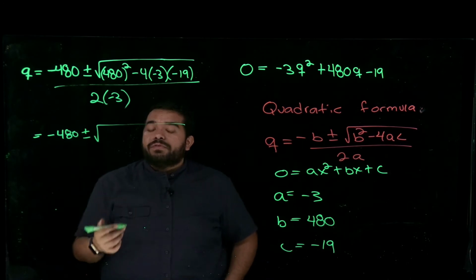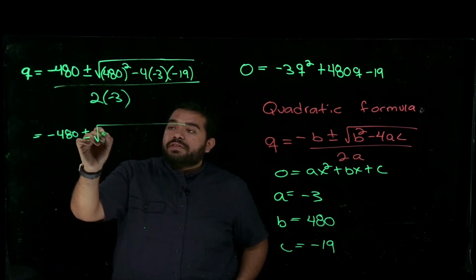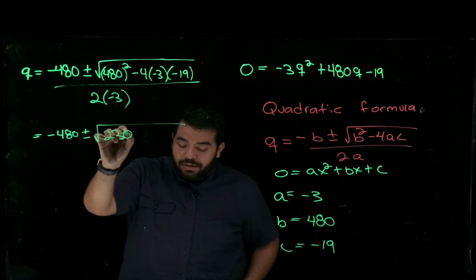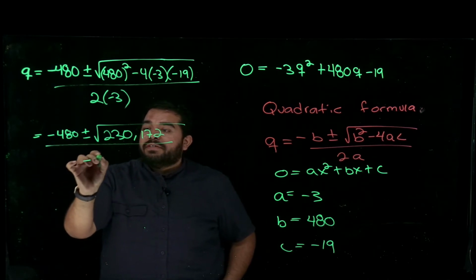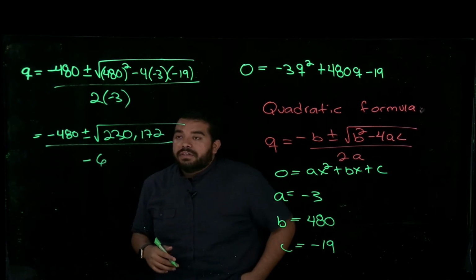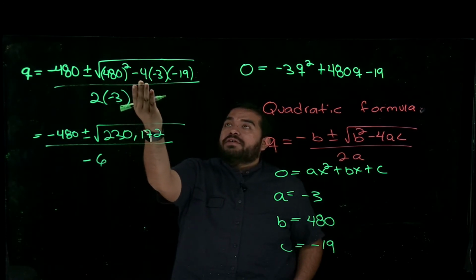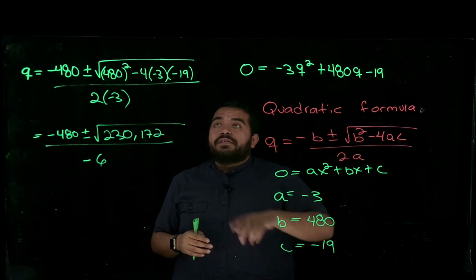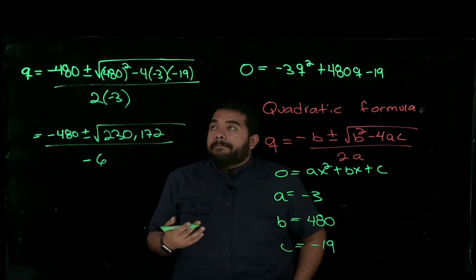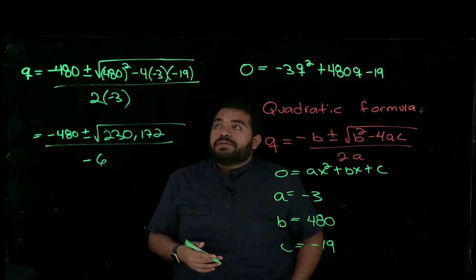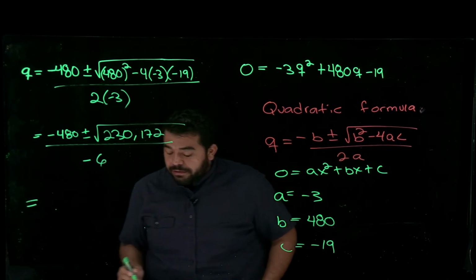We take our calculator and do 480 squared, and once you do everything, that's going to give me 230,172. All of this divided by -6 when you multiply. So again, to get this number, just make sure you use your calculator, square this here, find out what this is here, but be careful with the minus sign. That does tend to make people make easy mistakes, so just be careful there. All right, so now that you have this here, we'll go ahead and continue to simplify.